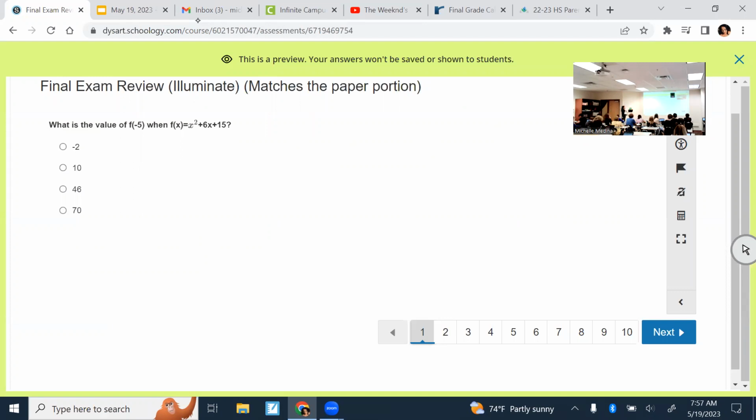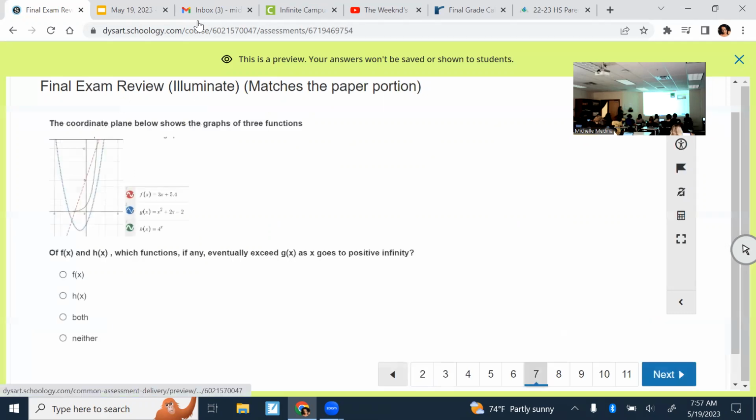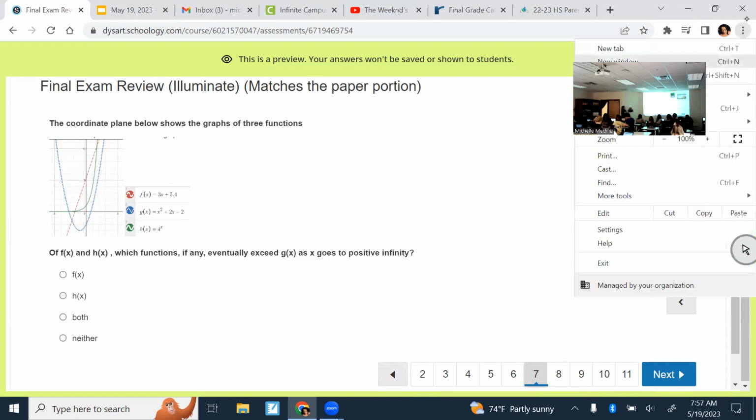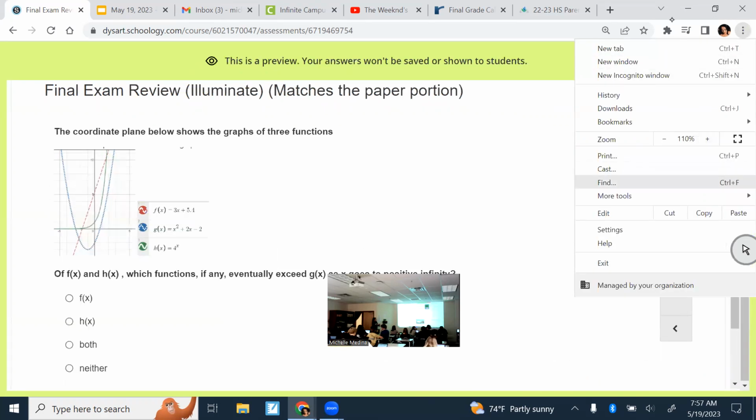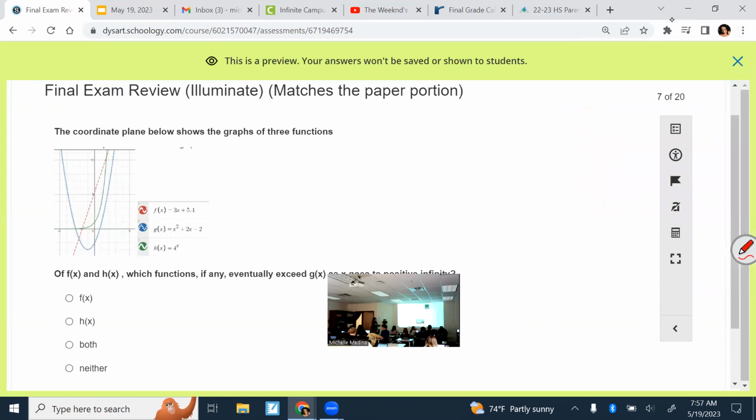Angel, number 7. All right, so the coordinate plane below shows the graphs of 3 functions. I know it's hard to see on my screen, maybe yours too, but f of x is that red line. So what type of function is f of x? Okay, good. It is linear because it looks like y equals mx plus b. And when you look at it, it's a straight line. So it's definitely y equals mx plus b.